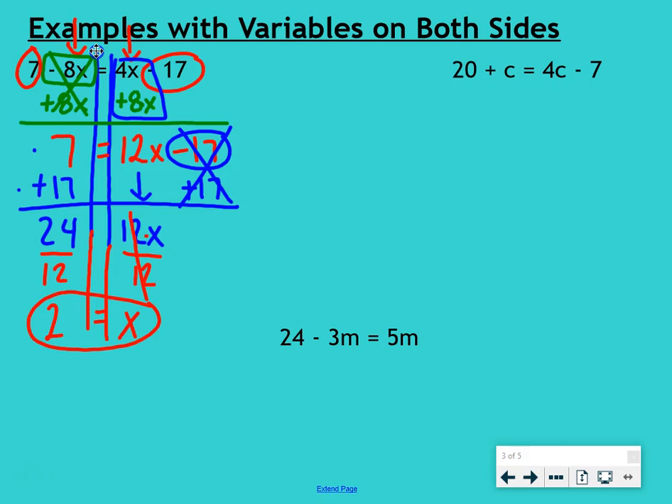Next example, we have 20 plus c equals 4c minus 7. Now one thing to note, if we just have a variable with no number, it's really a 1 there. Remember, 20 plus 1c equals 4c minus 7. So, no distribution because we don't have any parentheses, but we do need to get our variables to one side of the equal sign. So we have a variable here, we have a variable here, we want to move one to the other.